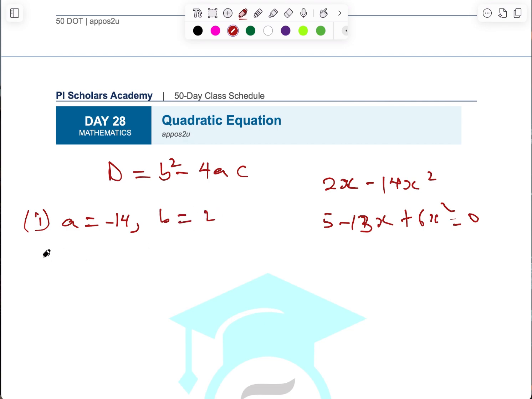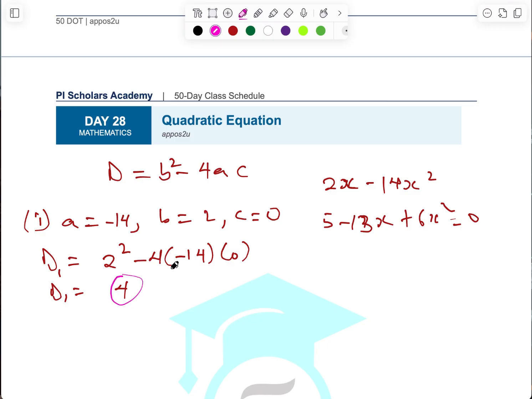So therefore, the discriminant of this, let me call it d1, is going to be 2 squared minus 4 multiplied by a, which is negative 14, and multiplied by c, which is 0. So therefore, the discriminant is going to be 4. And in this case, because the discriminant is 4, that implies that this is a real number, and this is going to give us real roots, because in this case we have a positive result. When the discriminant is positive, then you have real roots.